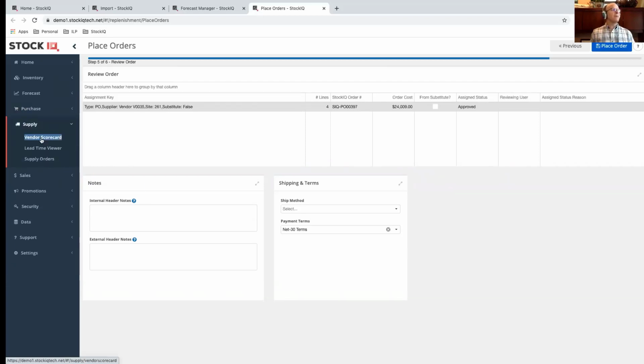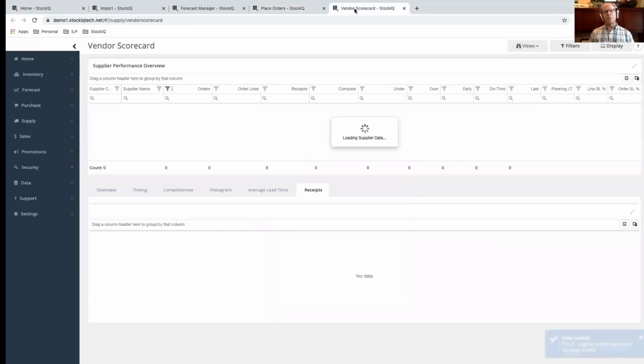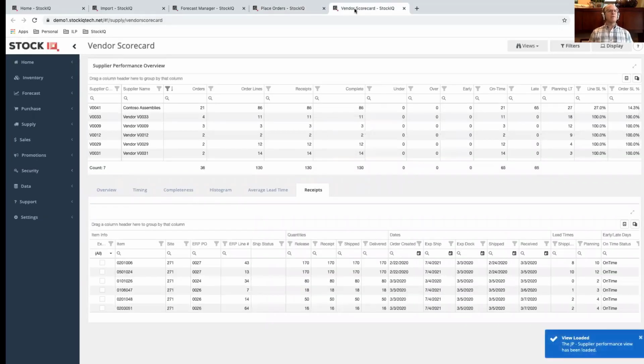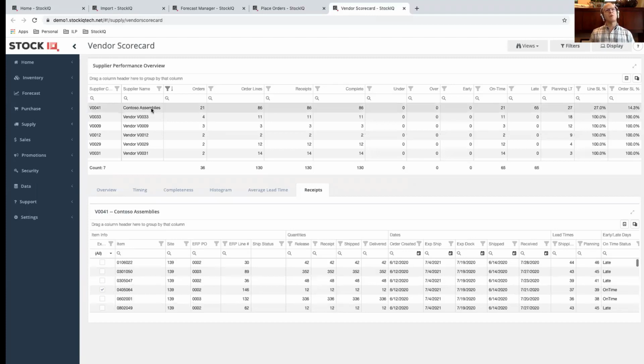Let's talk about supply. We talked about vendor scorecards. Vendor scorecards is about monitoring our vendors' performance. Two primary things can cause us to either stock out or develop excess. One of them, customers don't order what we plan to. Two, the suppliers don't deliver to their promise. So what this allows us to do is go through and evaluate a vendor in aggregate.